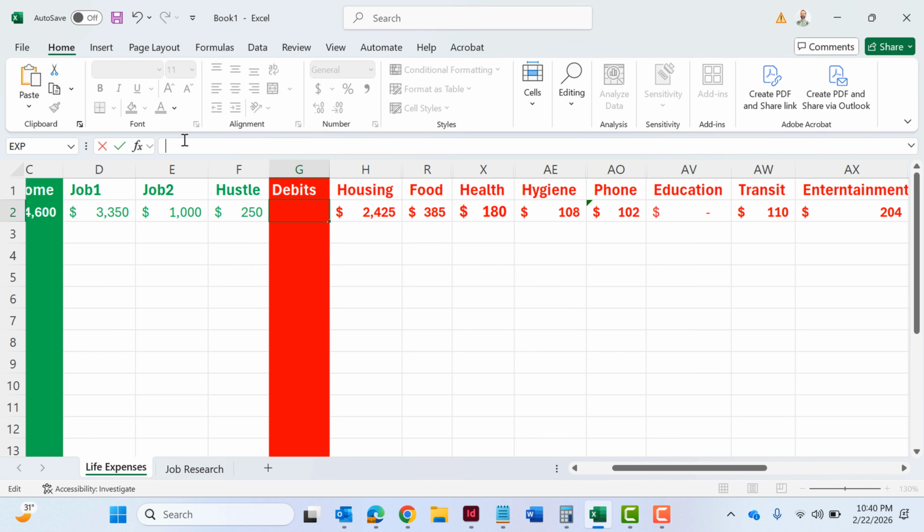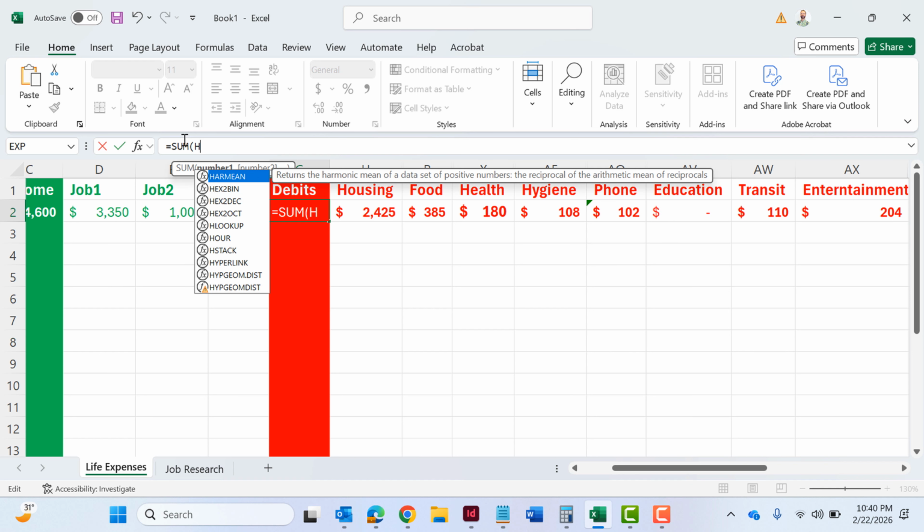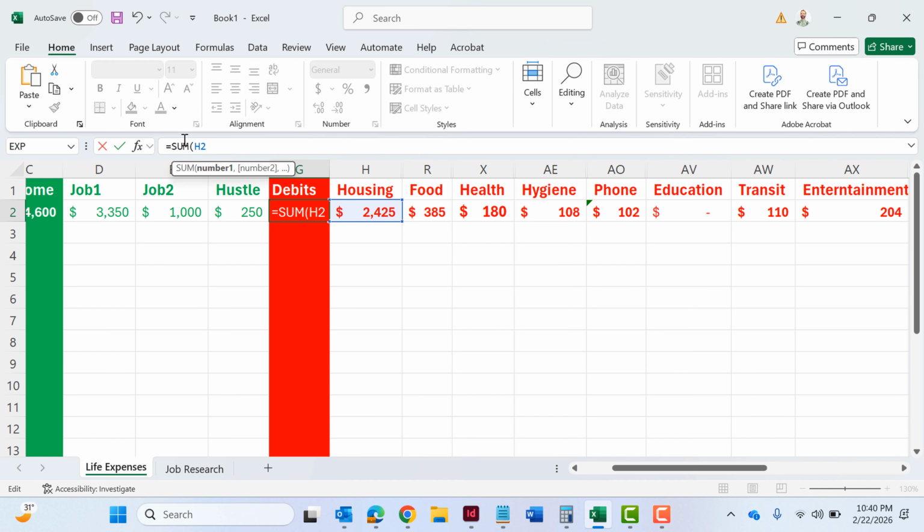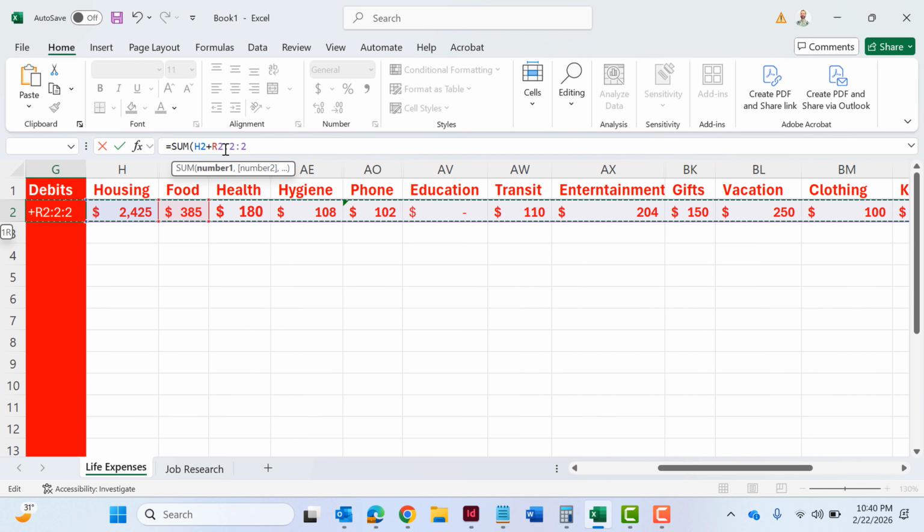So I'll show you how you can mess that up, but also how you can get it correct. So this debits of January 2026 should be equal to the sum of housing, H2, notice how Excel shows you what you're adding, plus R2. If you did a colon here, like colon R2, you're going to add everything hidden between these two, all these subcategories here under housing. We've already counted them in this total. So rather than a range, we're going to do each of our super categories.